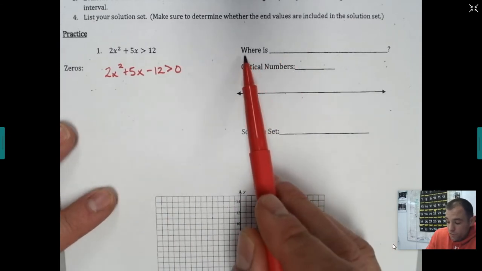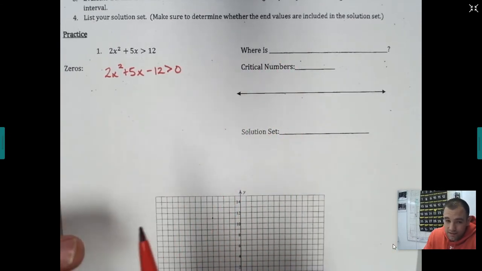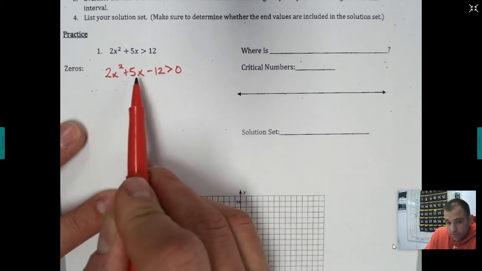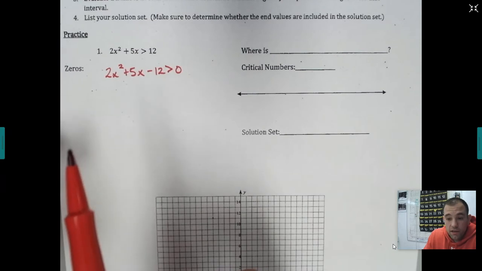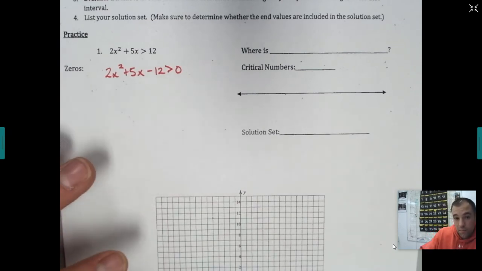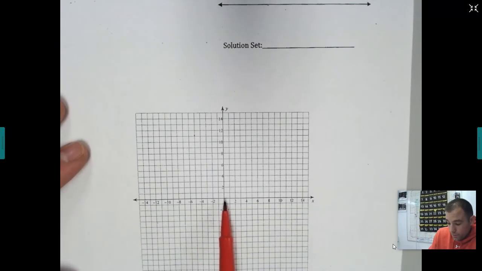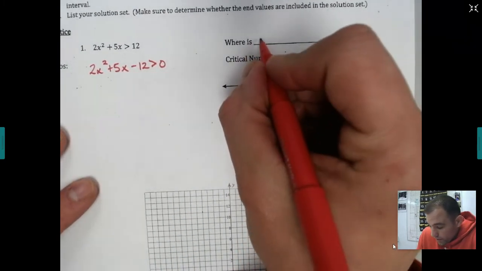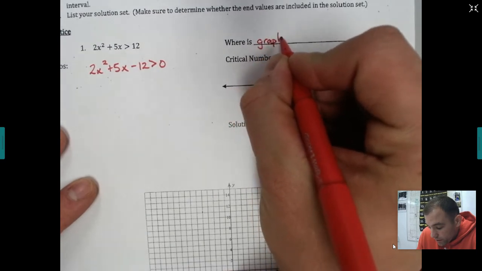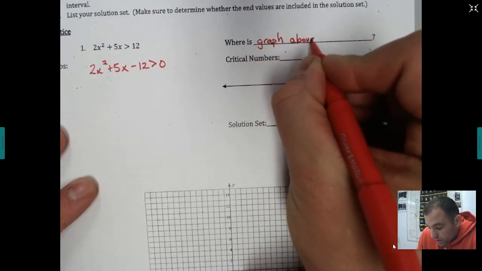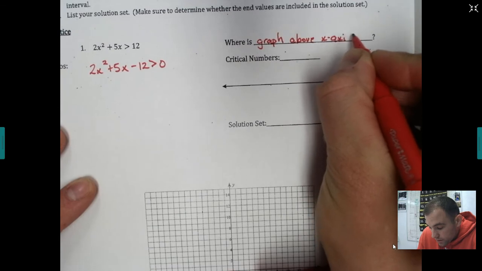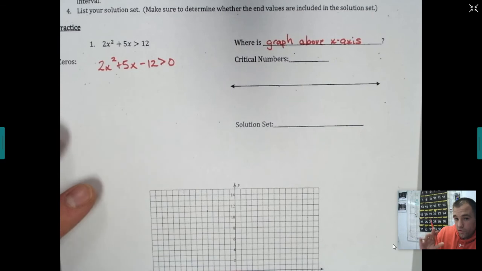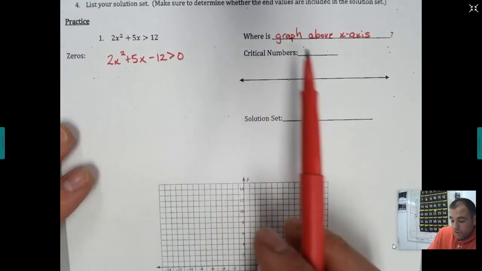And what are we looking for? What is this asking us to find? Notice that the x's are on the greater than side of the inequality. So greater than 0 means it is above the x-axis, right? Anything bigger than 0 means it's above the x-axis. So that's what we're looking for. Where is the graph above the x-axis? That's what it's asking us to find. So if the x's are on the greater than side, we're looking for above the x-axis. And now we need to find these critical numbers.